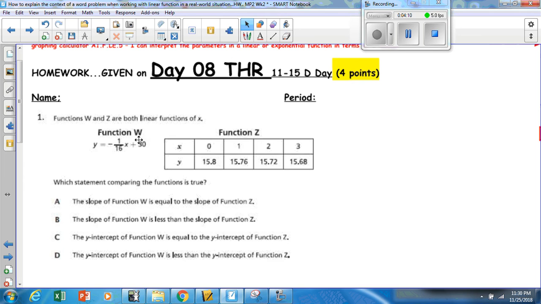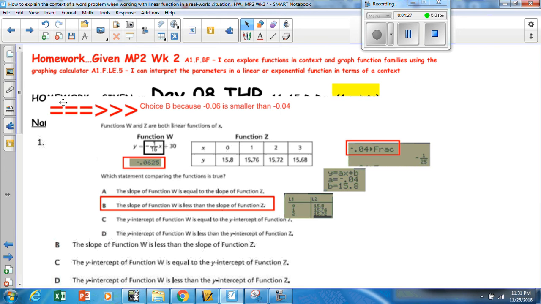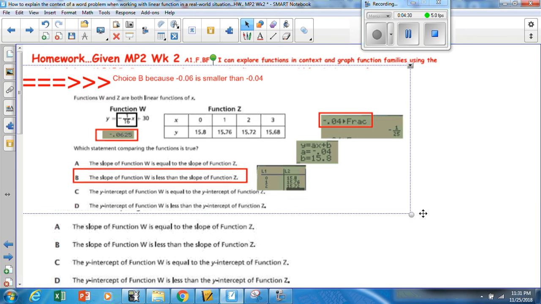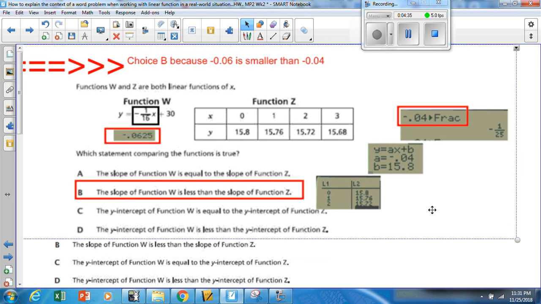because really it boils down to us understanding how to find the slope or rate of change in an equation and compare it to a table. I would submit, excuse me, there's a couple ways of doing it. This is not the only way, but it seems like an easier way to do it. Okay, so we have to compare apples to apples. If I convert negative 1 over 16 into a decimal, it gives me negative 0.0625.